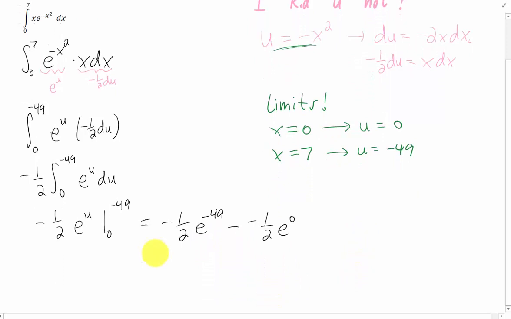That is going to simplify to negative 1/2 e to the negative 49th power plus a 1/2 e to the 0, of course, is 1. And that looks like a pretty good answer.